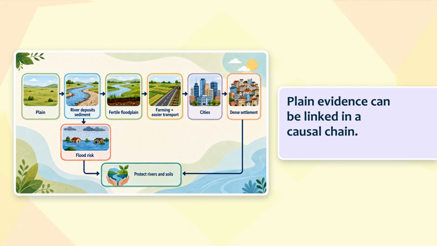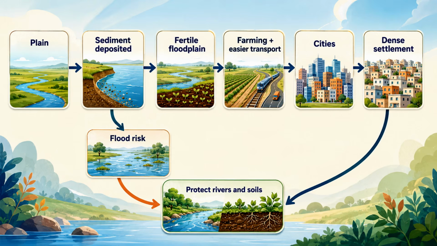Now the separate ideas can form one geographic explanation. Plain evidence can be linked in a causal chain. The chain includes benefits, risk, and care. Each arrow has a reason. River deposition can build fertile floodplains, plain conditions can support farming and easier transport, and these can support cities and dense settlement. Flood risk and river soil care complete the chain.